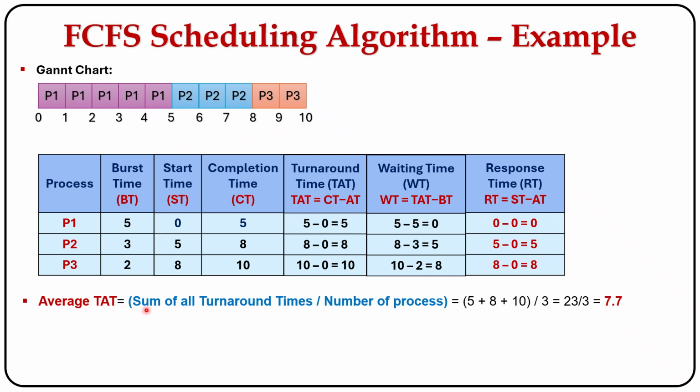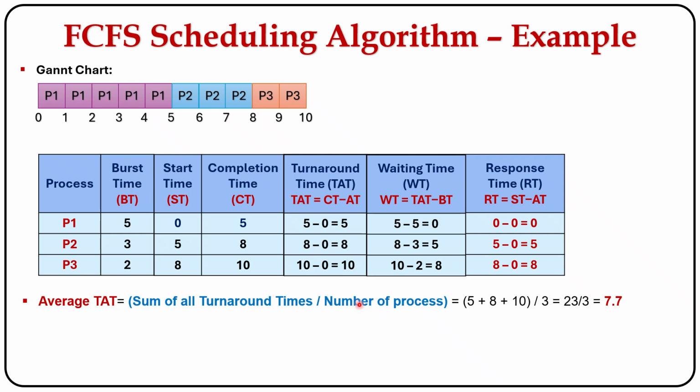Using the formula, sum of all turnaround times divided by number of processes. In our problem, we have three processes, namely P1, P2, P3. The sum of all turnaround time values was taken from the above table. So for P1, the turnaround time is 5, for process P2 the turnaround time is 8, and for process P3 the turnaround time is 10.